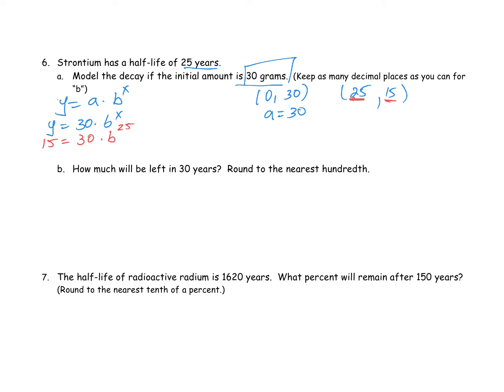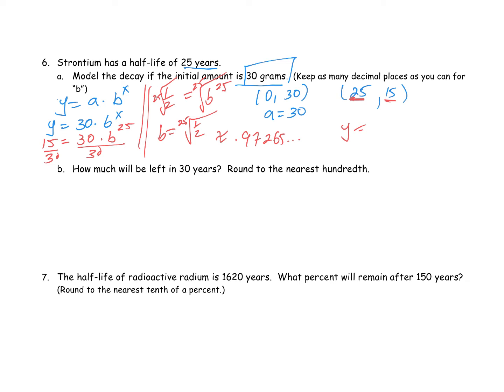Now we're going to solve for b. We'll divide both sides by 30, and then we get 1/2 equals b to the 25th. To determine b, we can take the 25th root of both sides. So b is equal to the 25th root of 1/2. If we get a decimal approximation, that's 0.97265... So our model is y is equal to 30 times 0.97265 to the x, or t.